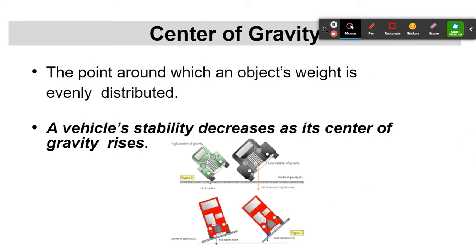Okay. Gravity, center of gravity, the point around which an object's weight is evenly distributed. A vehicle's stability decreases as its center of gravity rises. So stuff that has a high center of gravity is more likely to roll than cars that have a low center of gravity. That's why sports cars all have a low center of gravity. That's why they're close to the ground.